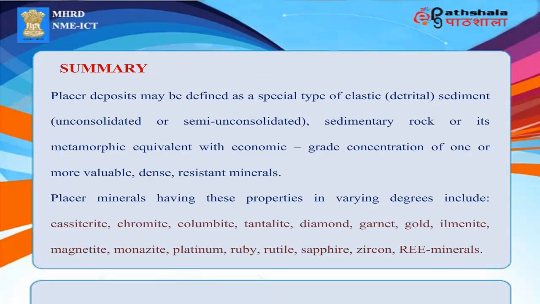Summary. Placer deposits may be defined as a special type of clastic or detrital sediment, unconsolidated or semi-unconsolidated sedimentary rock or its metamorphic equivalent with economic grade concentration of one or more valuable, dense, resistant minerals. Placer minerals having these properties in varying degrees include cassiterite, chromite, columbite, tantalite, diamond, garnet, gold, ilmenite, magnetite, monazite, platinum, ruby, rutile, sapphire, zircon, and rare earth elements.